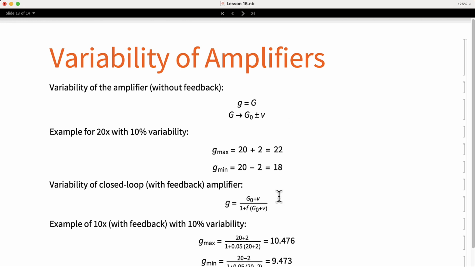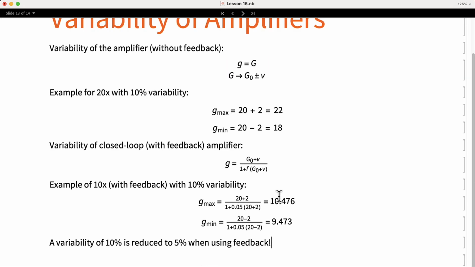For the amplifier with feedback, we replace G uppercase by G0 plus V. If we put the numeric values we have, we can calculate the minimum and maximum gain that we will obtain. If you pay close attention to these numbers, you can see that in the amplifier with feedback, a variability of 10% is being reduced to less than 5%. This is a very interesting effect.